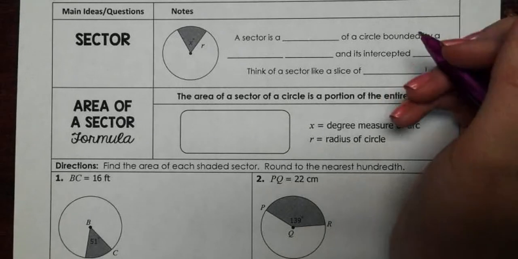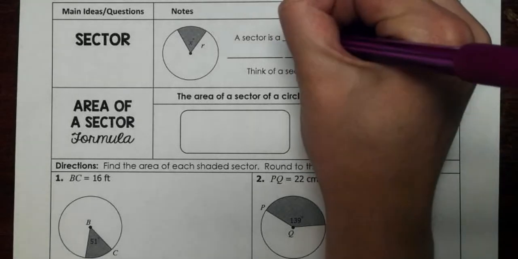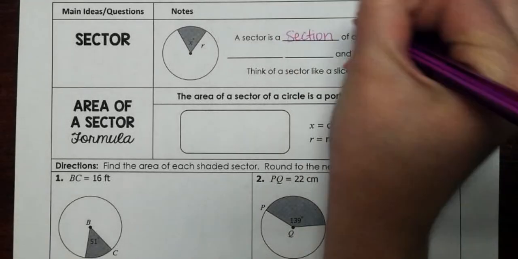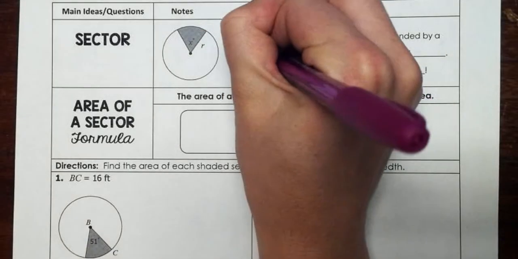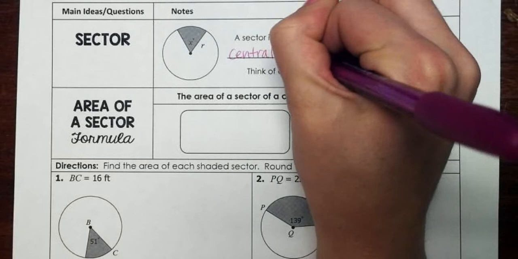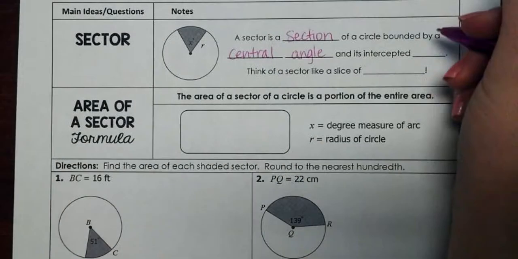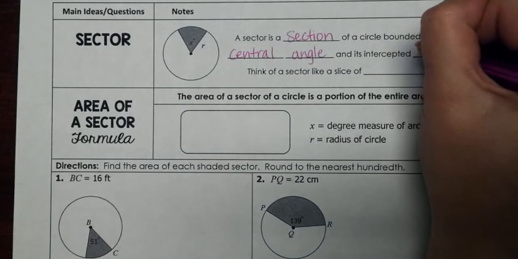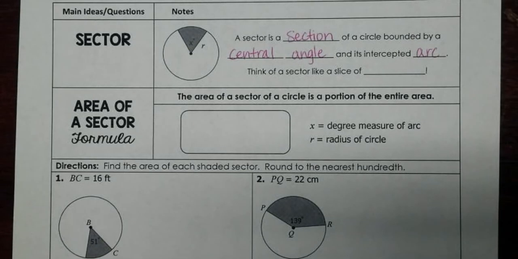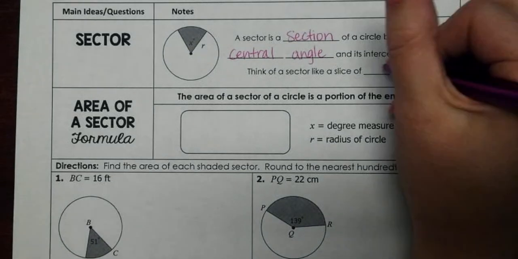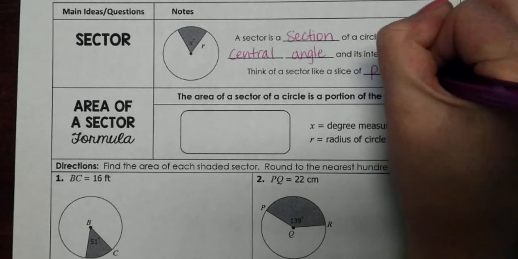A sector is a section of a circle bounded by a central angle and its intercepted arc. Excuse me, I can't talk. So think of a sector like a slice of pizza or pie, something like that.